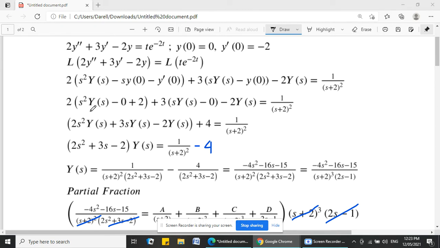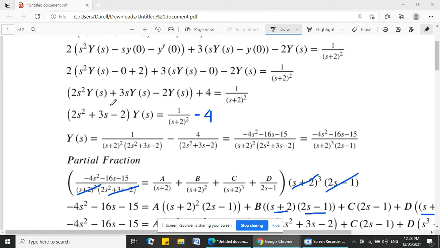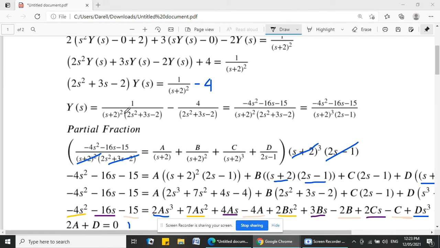Now, we have the values of y sub 0 and y prime sub 0, so we just substitute them. So, 2 times s squared Y sub s minus 0 plus 2, plus 3 times s Y sub s minus 0, minus 2Y sub s is equal to 1 over s plus 2 squared. Now, combining: 2s squared Y sub s plus 3s Y sub s minus 2Y sub s plus 4 is equal to 1 over s plus 2 squared.